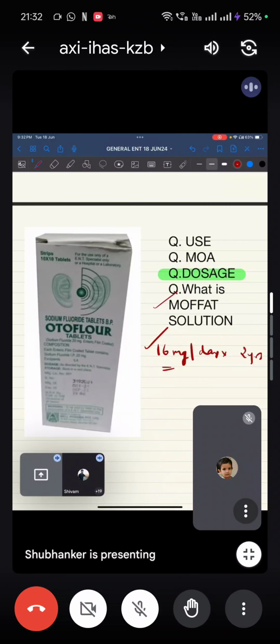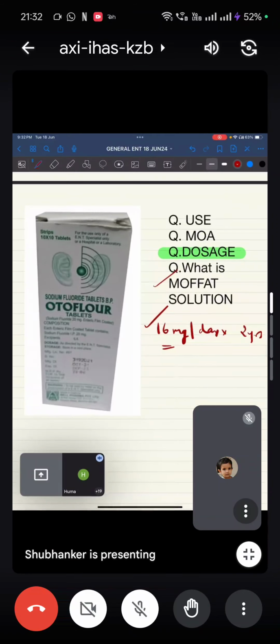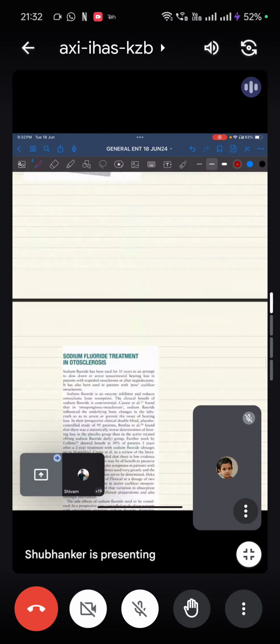Now the second question is, what is Moffat solution? 10% cocaine. It is 2 ml of 10% cocaine, 1 ml of 1:1000 adrenaline, 2 ml of sodium bicarbonate. बोलो, रख लो, ले लो। Wow, great. And maximum dose is 1.5 milligram per kg, ठीक है? So you have already mentioned it.